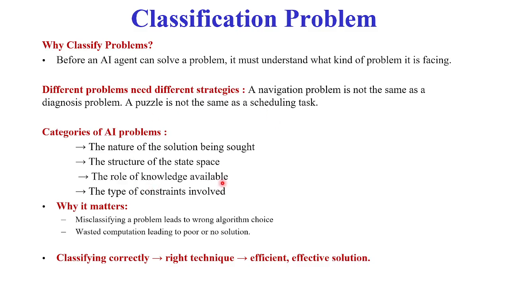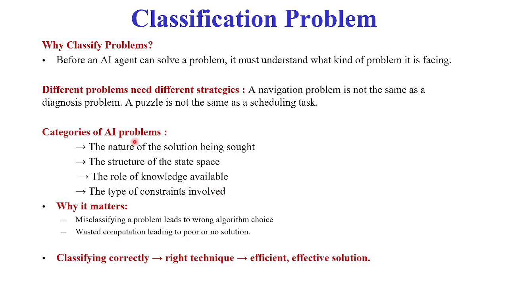So there are four key dimensions to look at. First is the nature of the solution being sought. Second, the structure of the state space. Third, the role of knowledge available to the agent. Yesterday we talked about the role of knowledge. And fourth, the type of constraints involved.